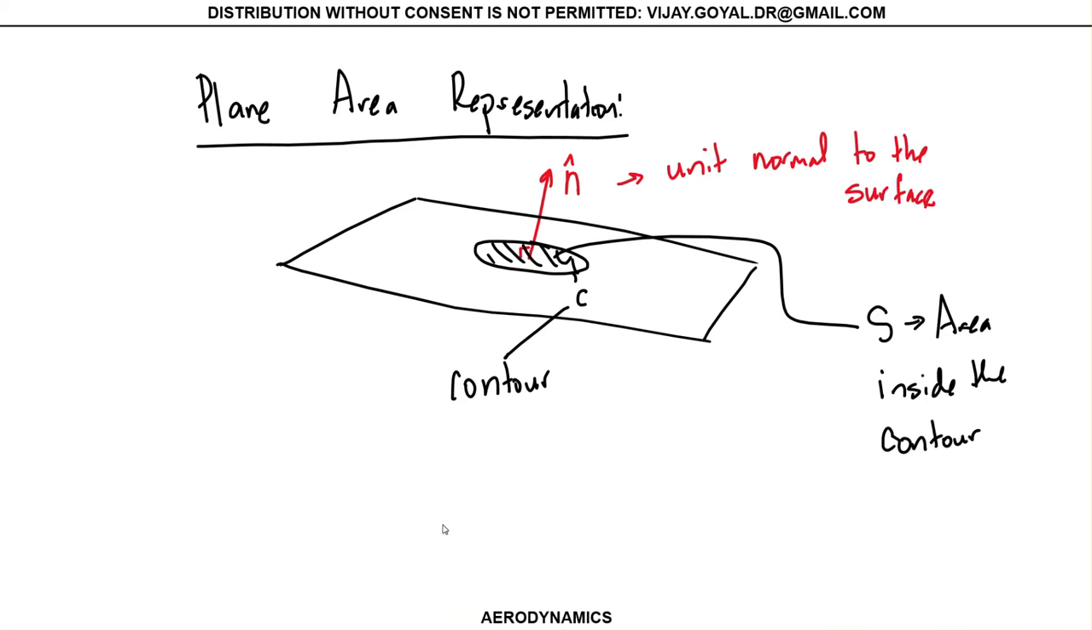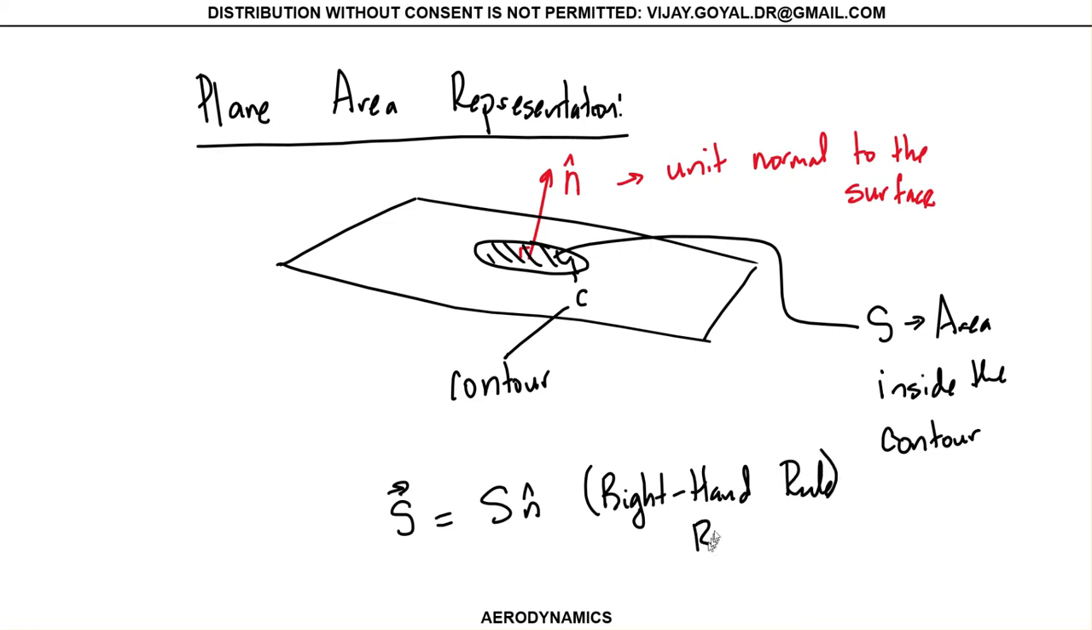Then you can use your right-hand rule to show that your vector S is equal to S times your vector n. Okay, this is your right-hand rule. We call this RHR many, many times, and you're going to see that abbreviation throughout this course.